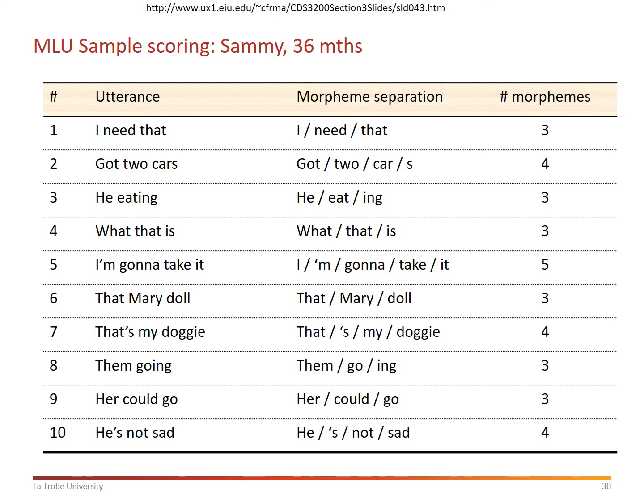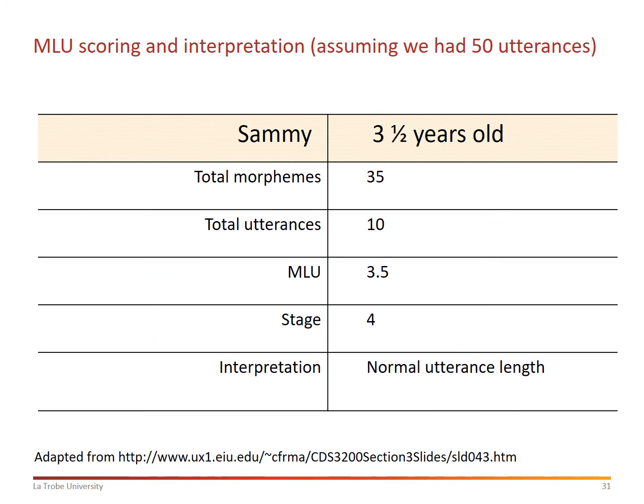Here are the answers. Once again, you can pause and just check how your responses match up. And here's the calculation. There were 35 morphemes for 10 utterances. That's not enough to do a proper MLU, but for the sake of just having the experience, we'll assume that it's a full sample. So your calculation will be 3.5, which puts Sammy at stage 4, and you can from this interpret that MLU or utterance length in morphemes is on track with what's expected.